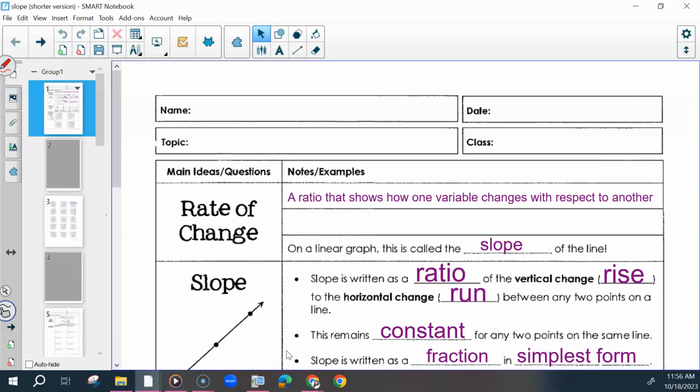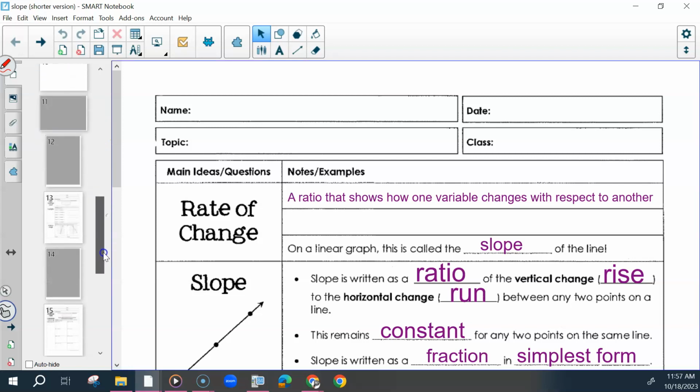So with these notes first, does anyone need another copy of these notes? Find the page that looks like this.